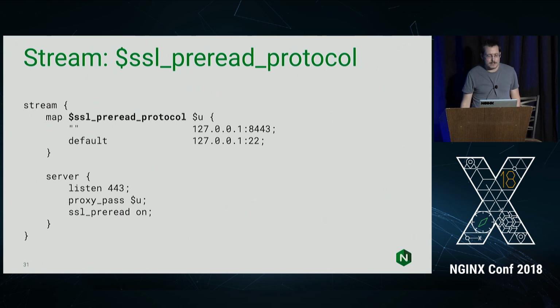In the stream SSL preread module, we've added SSL preread protocol variables, so now you can route a connection to different backends depending on whether it uses SSL or not. For example, on the screen you can see a configuration to route SSL to one backend and everything else to an SSH port.